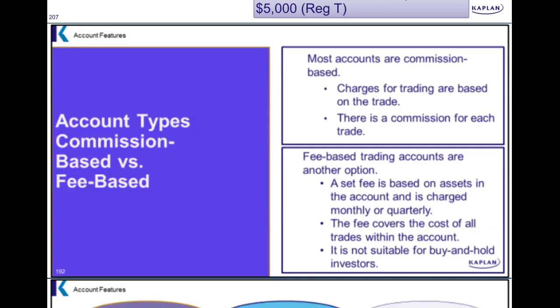However, we also have fee-based accounts. These are going to be based on the assets that are in the account. It's either going to be charged monthly or quarterly, and that fee will cover everything that happens in that account. So regardless if there's movement, let's say 50 or 80 times within that month, there wouldn't be a commission charged every time there was movement. Rather, that asset-based fee would cover all of the costs. This is good for a frequent trader. This would not be suitable for the buy and hold strategy.